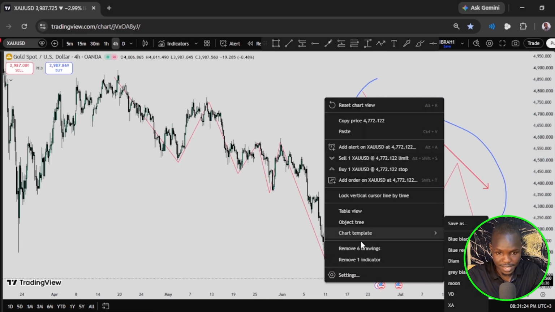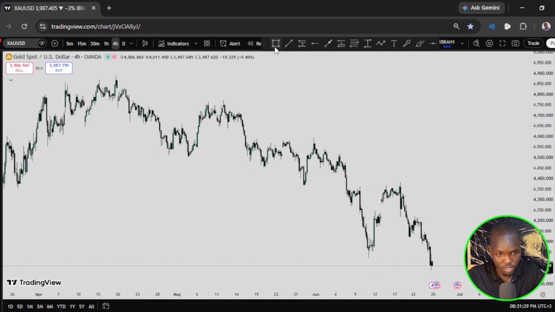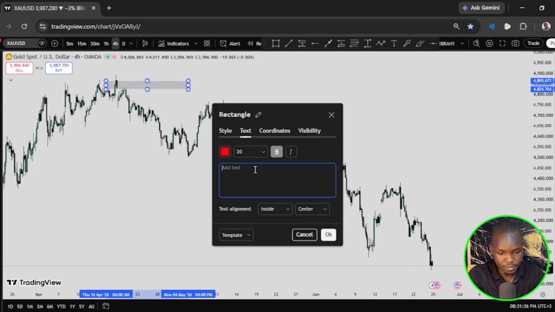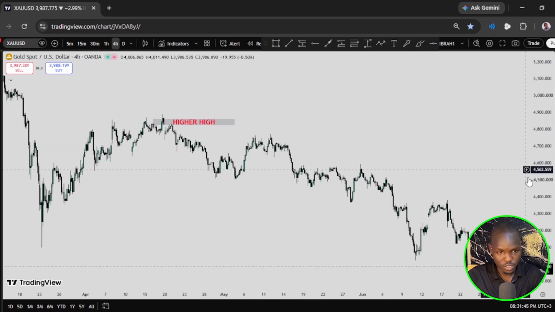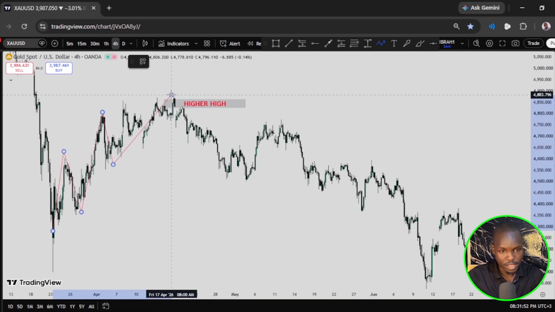So with that said, we're going to go ahead and just mark these levels. This is going to be a higher high. Why is that? That's because initially we have been pushing to the upside. You can see here we formed a high, a low, a high, a low, a high. Now from a higher high, we dropped straight and formed a higher low, then a lower high.